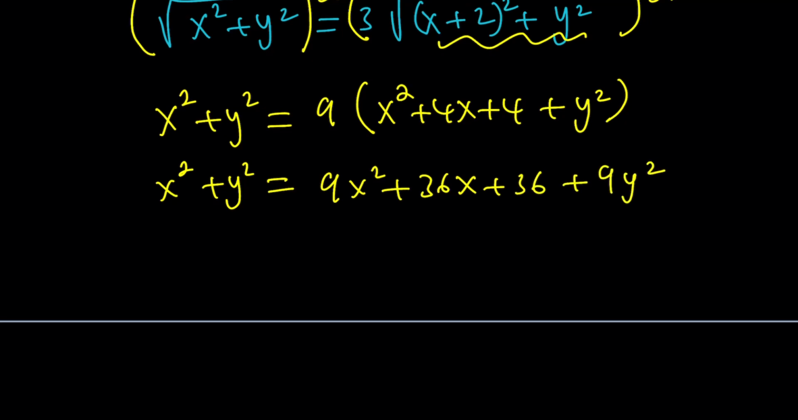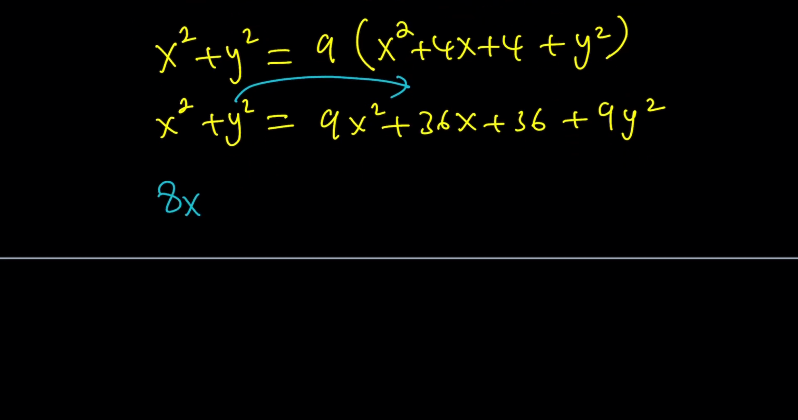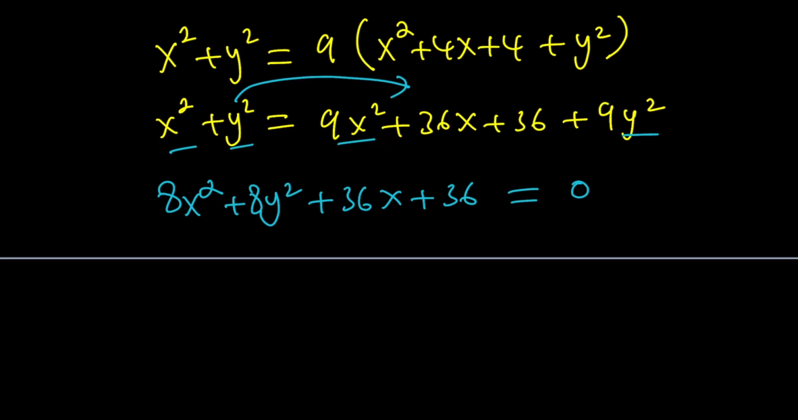Now, it would make sense if you had everything on the same side, and obviously we want to use the positive side, right? So, subtract x squared, you're going to get 8x squared. Subtract y squared, you're going to get 8y squared. Let's write those first, okay? So we've taken care of those. And then we have already on the right-hand side, plus 36x plus 36, and this is equal to 0. Awesome.